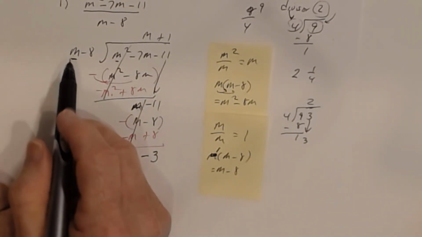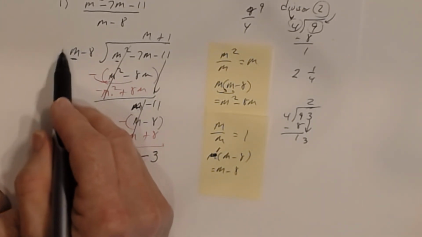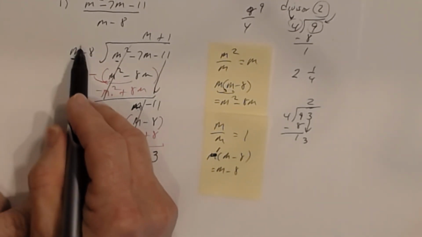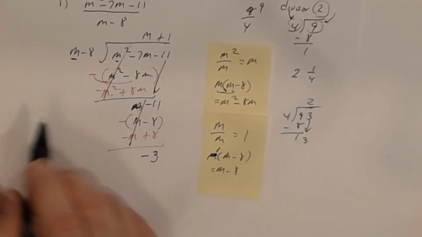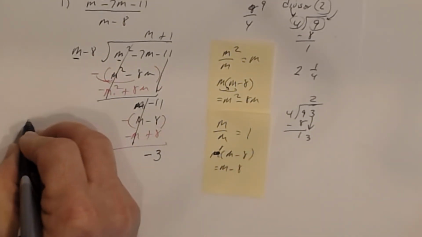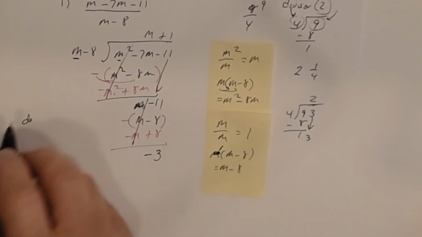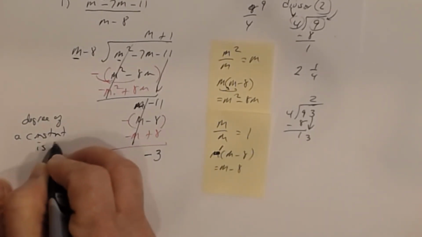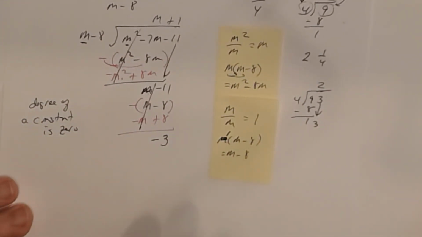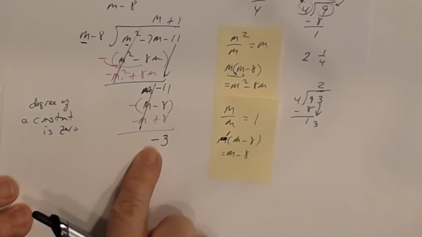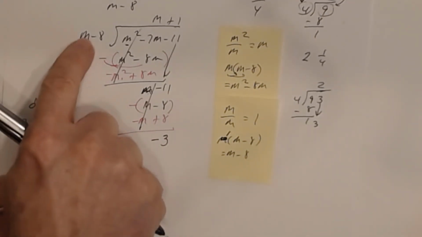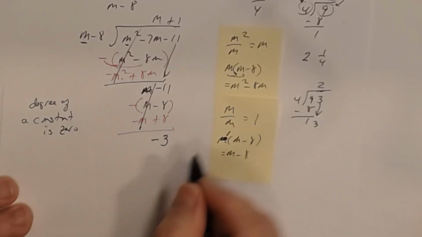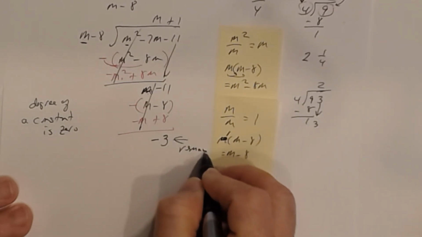You're done because you see the first term here has a variable, m to the first. So that degree is 1. The degree of a constant, you learned this in Monday's lesson, is 0. See, that's a constant. The degree of a constant is 0. 0 is less than 1, so you're done. That's your remainder. You can't go any further.